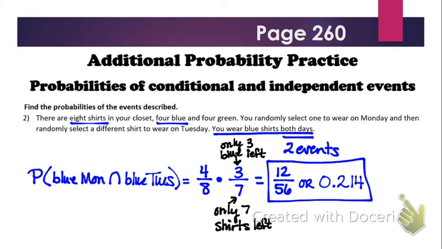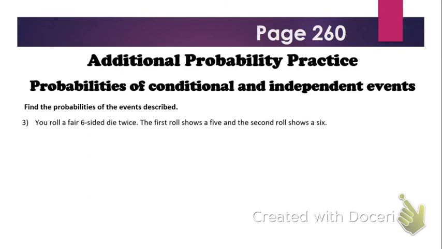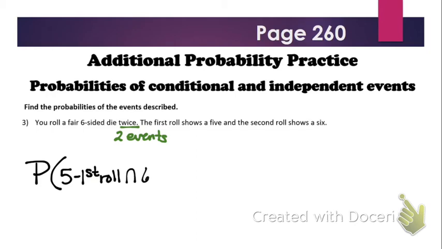Number 3. You roll a fair 6-sided die twice. I want to know the probability that the first roll shows a 5 and the second roll shows a 6. How many events? 2. Let's write our probability statement. I want to know the probability of what? 5 on the first roll and a 6 on the second roll.